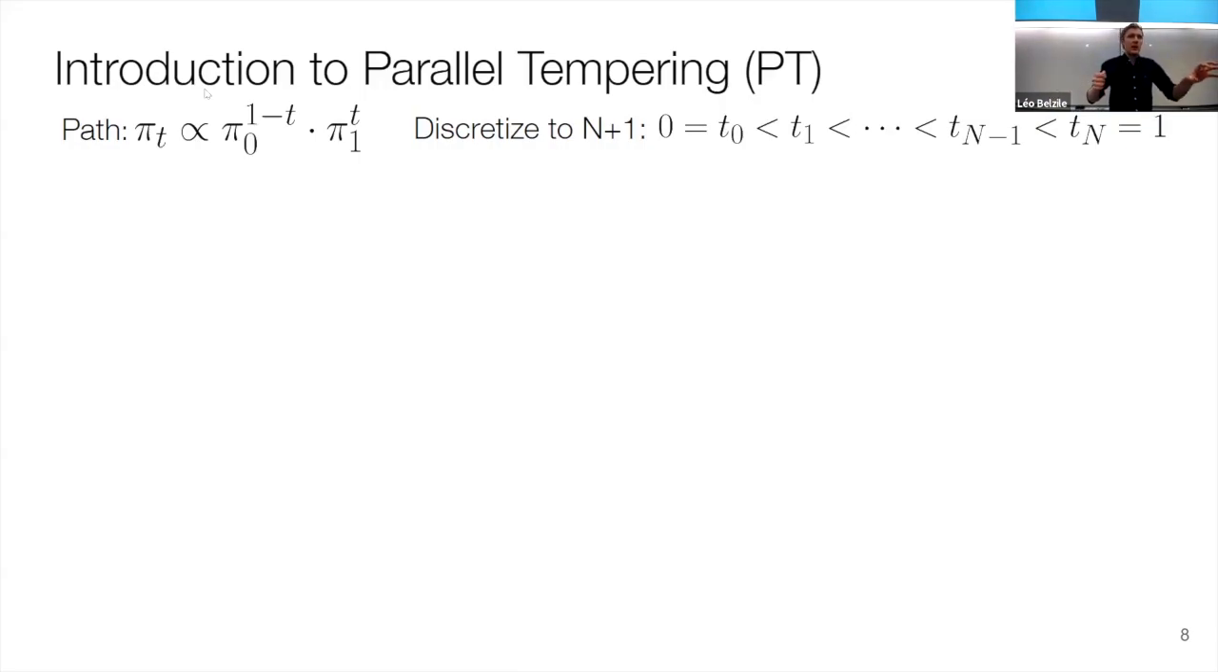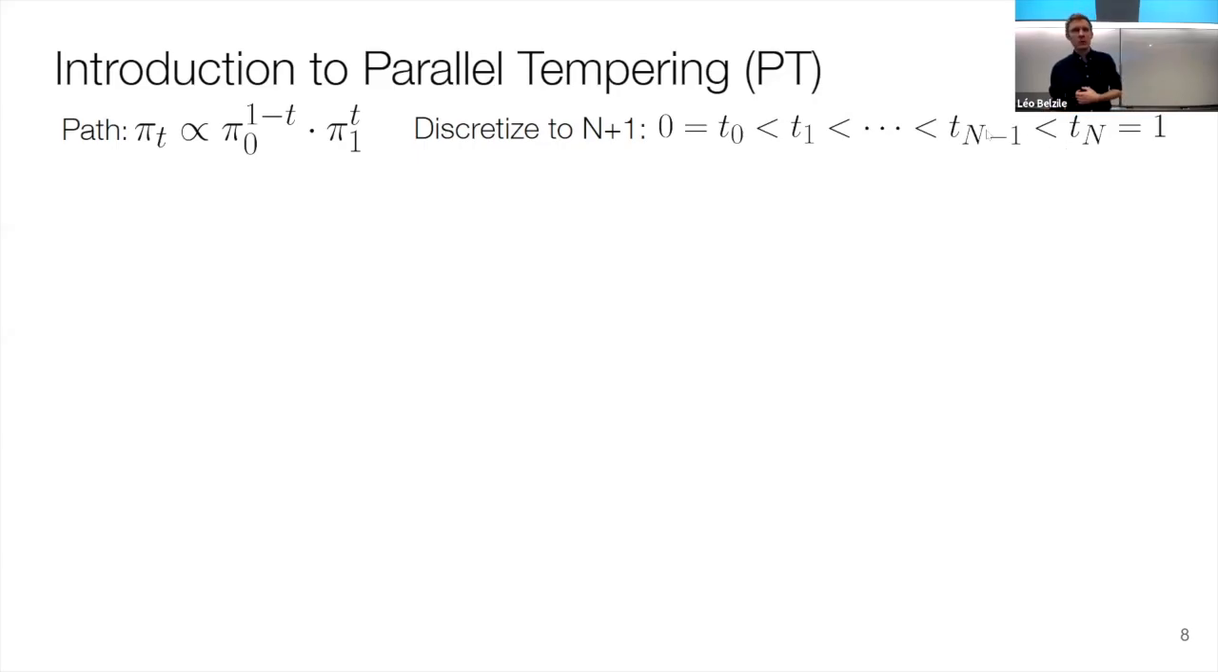Okay, so pi naught to the power 1 minus t, pi 1 to the power t. I'm letting t range from 0 to 1. So at 0, I get pi naught, at 1, I get pi 1. Then immediately, because that path is a continuum, and I want to run an algorithm, I have to discretize that path. So I will discretize that path to n plus 1 steps, starting at t naught, t1, all the way up to tn, which is equal to 1.